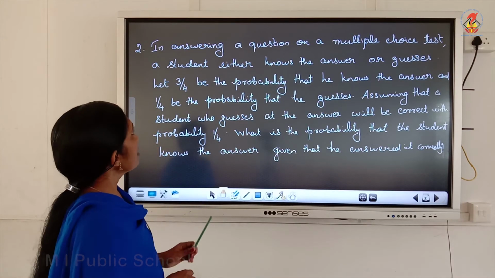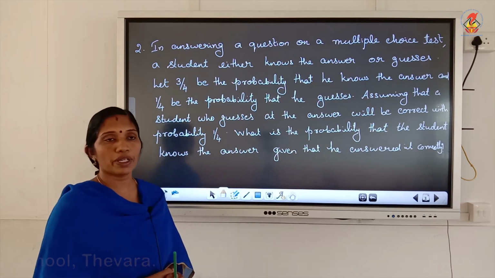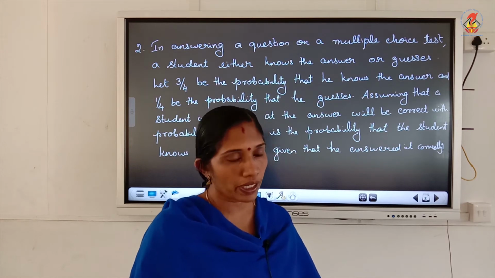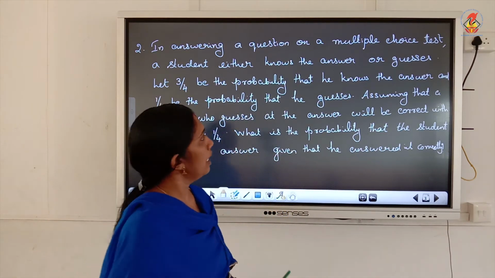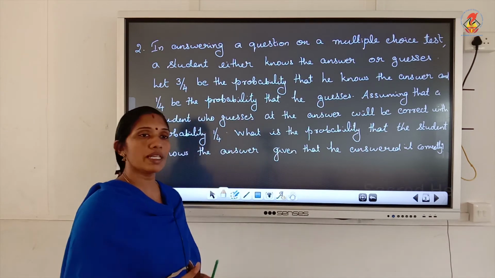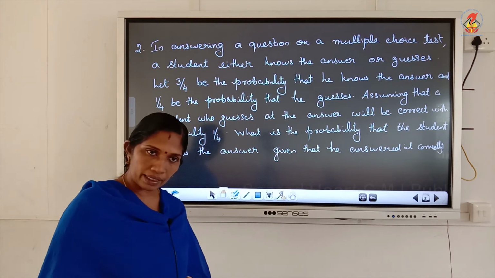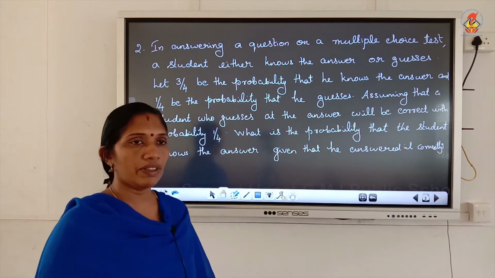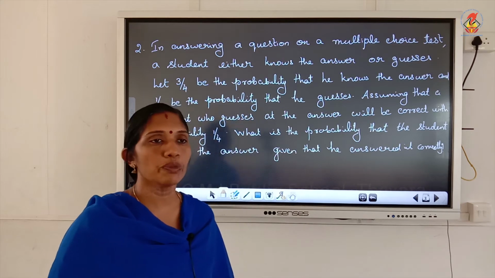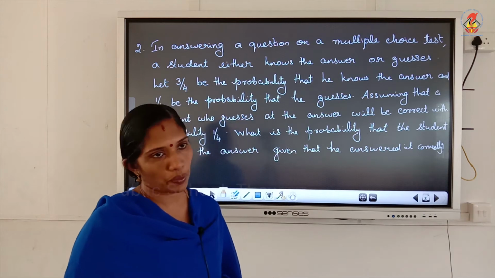Okay. So, in answering a question on a multiple choice test, a student either knows the answer or guesses. So, only 2 possibilities. Okay, either knows the answer or guesses. Then probability is given. 3 by 4 is the probability that he knows the answer, and 1 by 4 is the probability that he guesses. So we can define the events E1 and E2. E1 means the student knows the answer, E2 means the student guesses the answer. So P of E1 and P of E2 are given in the question.